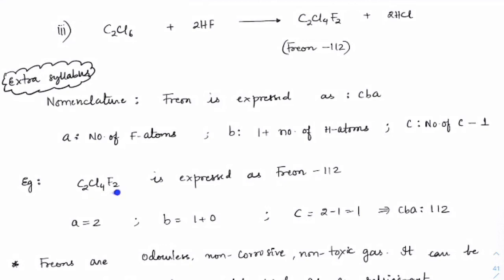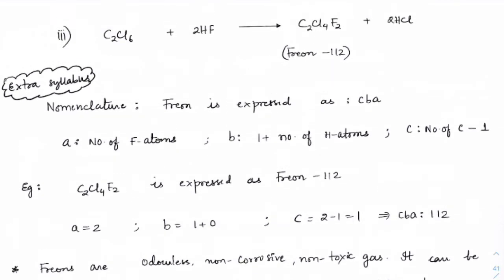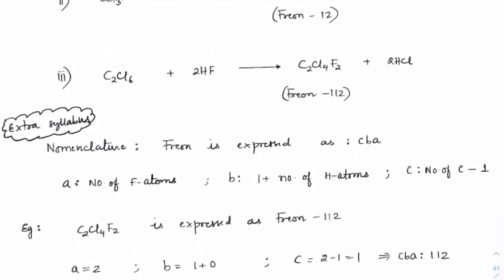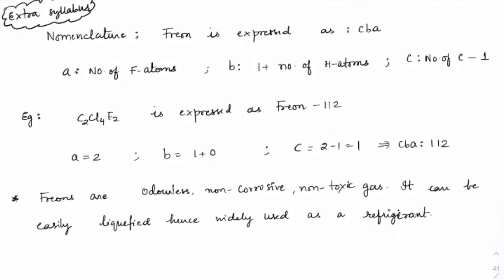For instance, if you have C2Cl4F2, the freon is represented as 112. A is the number of fluorine atoms, so A is 2. B is 1 plus the number of hydrogen atoms. Here there are no hydrogen atoms, so B is 1. C is the number of carbon atoms minus 1. There are 2 carbon atoms minus 1, which makes it 1. Therefore CBA is 112. That's how it is normally represented. Nomenclature is normally not asked, but in case it is there somewhere, you need to know what it means.